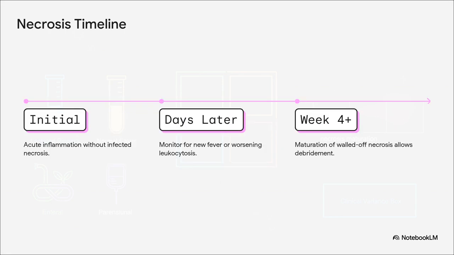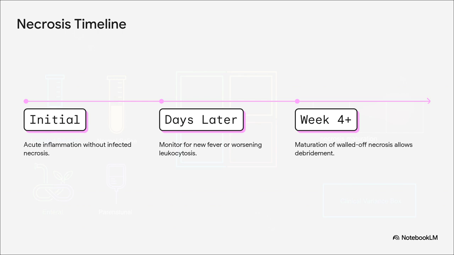Okay, let's map out the 4-week necrosis wall timeline. This is where your clinical discipline is truly tested. Days 1 through 7 represent acute inflammation. During this window, prophylactic antibiotics are strictly contraindicated for sterile necrosis. Days 7 to 21 require ongoing monitoring with the strict delay of any surgical intervention.